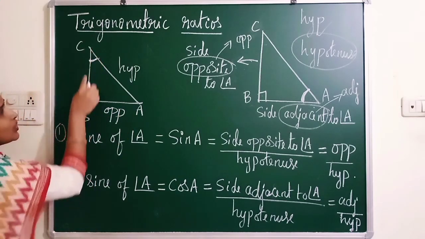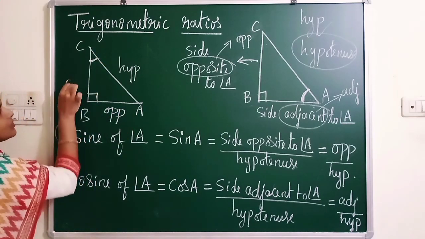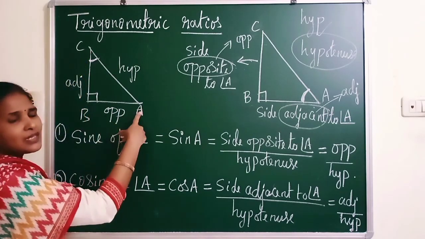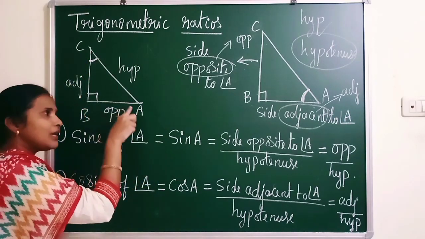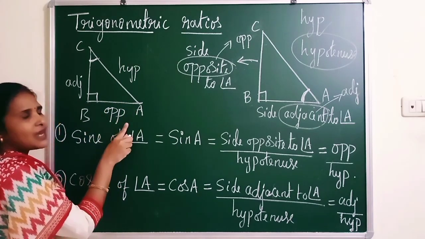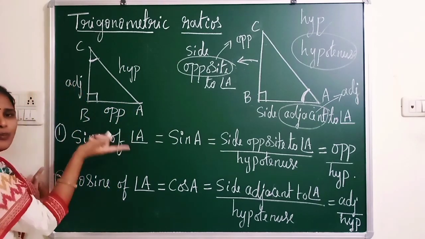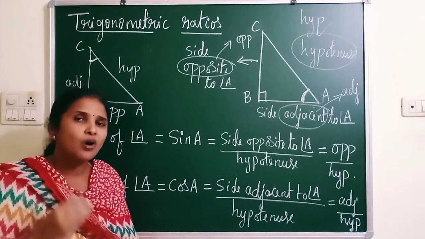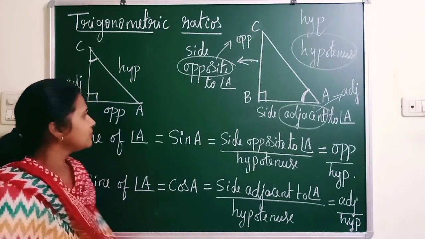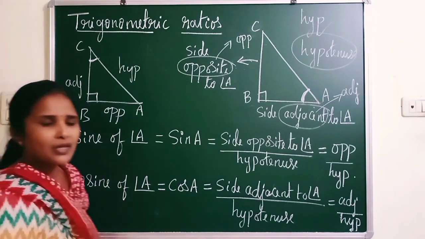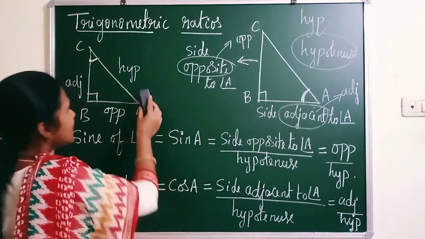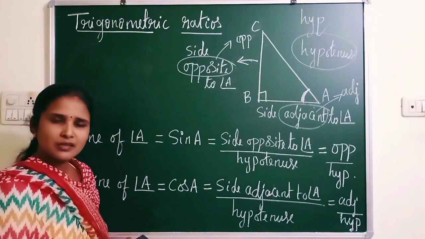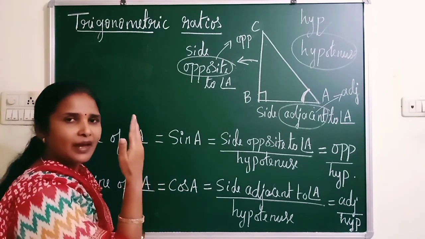And what is the side adjacent to C? This becomes adjacent. So BC is adjacent, BA is opposite. If you take A as acute, this becomes adjacent and this becomes opposite. So these two interchange according to which angle you have taken as acute. Now I am talking about the ratios with respect to A. So now I am writing all the 6 trigonometric ratios with respect to angle A.